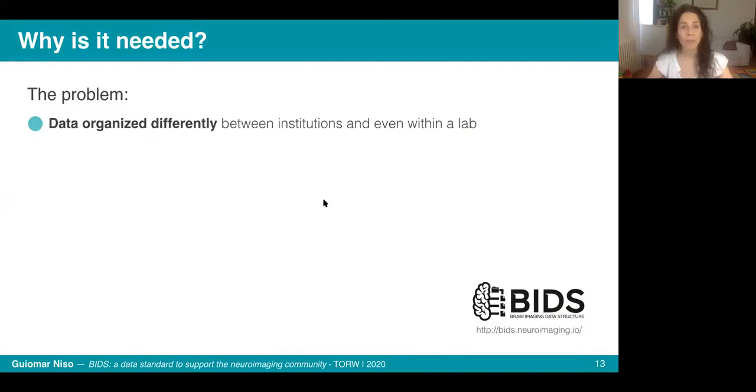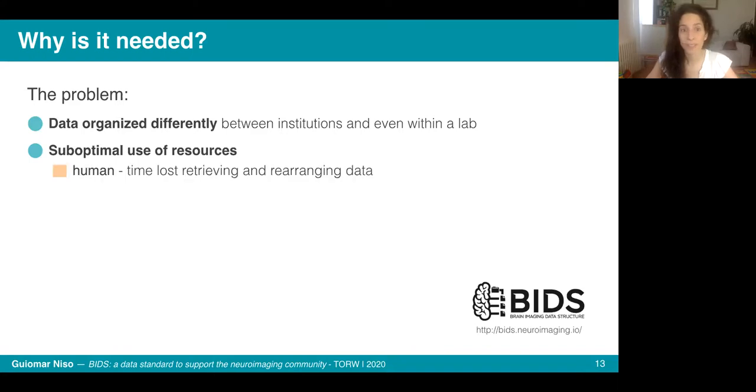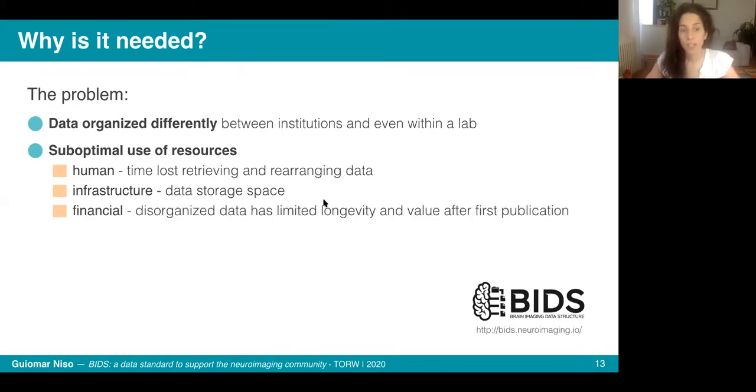What's the problem? The problem is data is organized differently between institutions and even within a lab. So this produces a suboptimal use of resources. A lot of human resources, with a lot of time trying to retrieve and rearrange data. Infrastructure, because disorganized data produces a lot of duplicates and uses data storage space. Also financial, because when data is disorganized, it has very limited longevity and very limited value after the first publication.